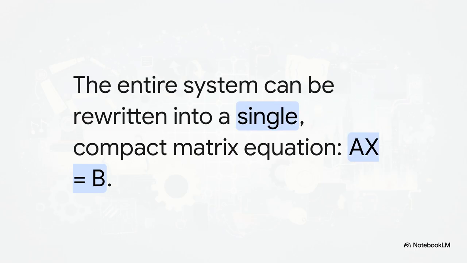Watch this. We can actually transform this entire system. First, we just pull out the coefficients, the 2, 3, 4, and -1, into a matrix we'll call A. Then the variables, x and y, become a column matrix we'll call X. And finally, the constants on the other side, 7 and 3, they form a column matrix B. And just like that, our messy system becomes one sleek, clean equation, AX equals B.